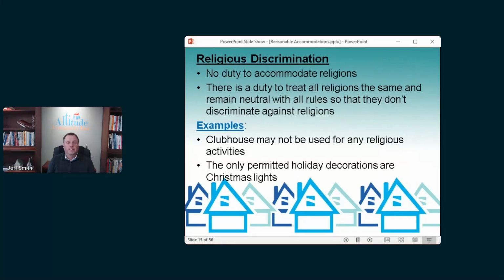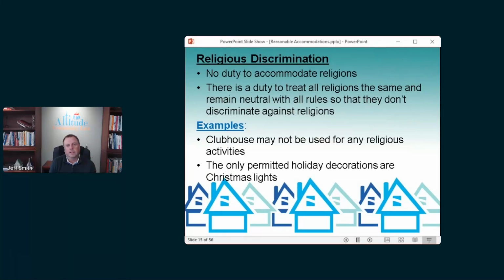All right, religious discrimination. There's no duty to accommodate religions. However, there is a duty to treat all religions the same and remain neutral with all rules so they don't discriminate against religions. For example, a clubhouse may not be used for any religious activities, or the only permitted holiday decorations are Christmas lights.